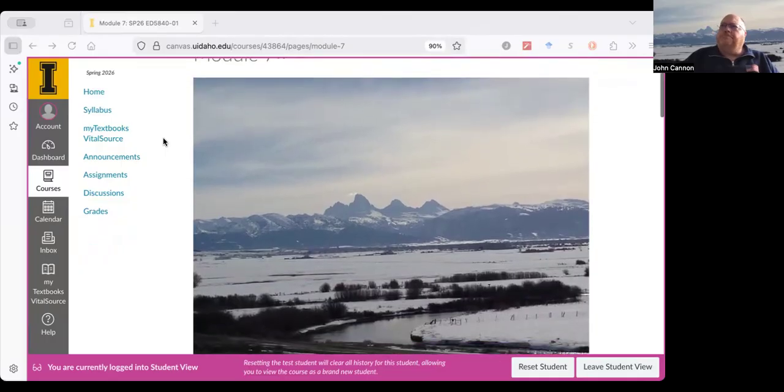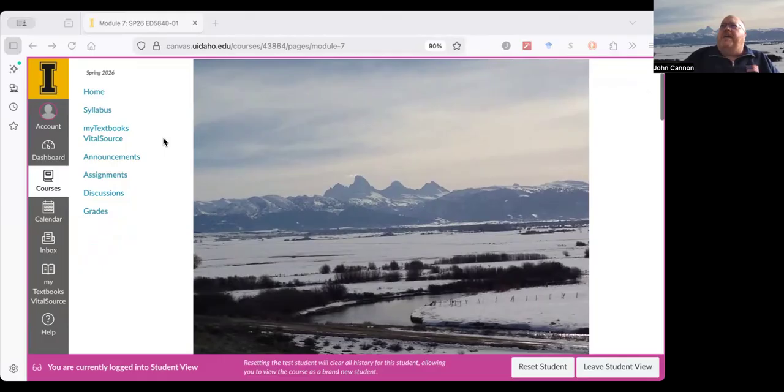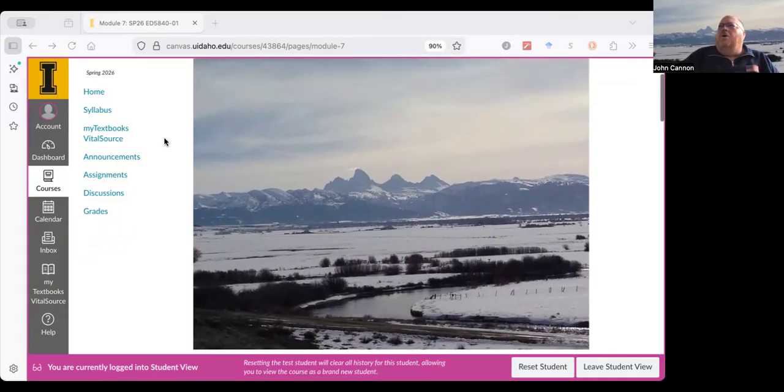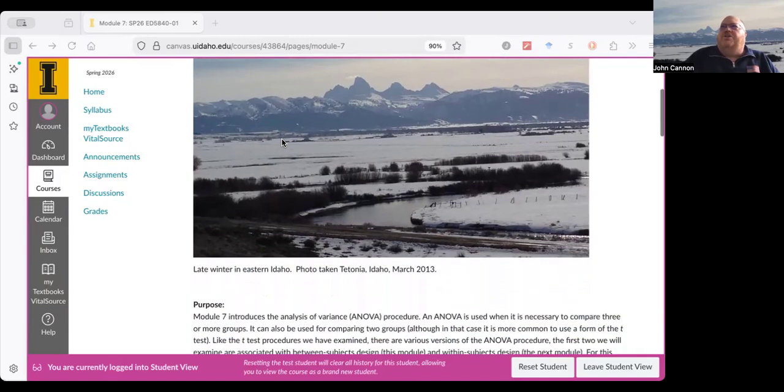The photo I'm sharing, I took over a decade ago near Rexburg and also near a small town called Teutonia, Idaho. This is looking at the Teton Mountains, the Grand Tetons there in the middle, looking from Idaho east towards Wyoming in late winter, early March of 2013.